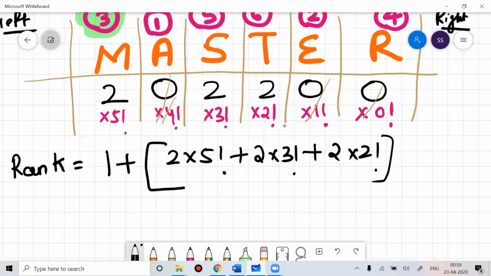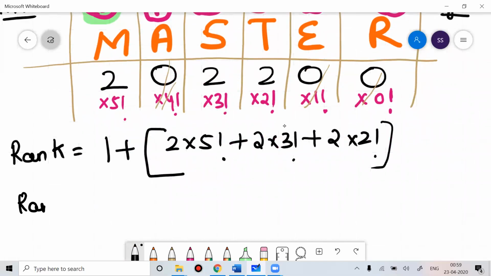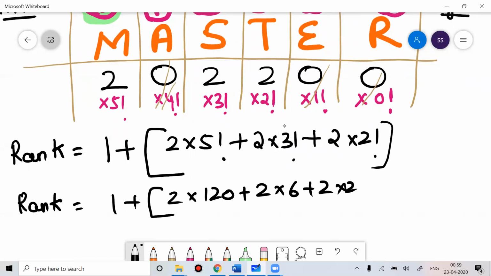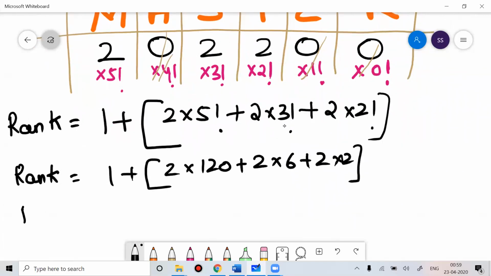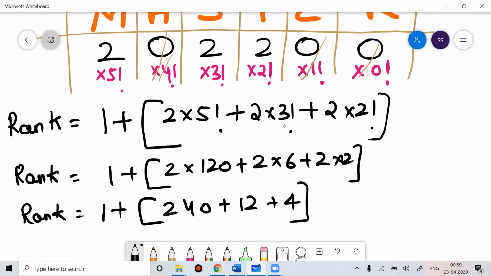So if you want the ranking of the word master, the ranking would be 1 plus 2 into 120 plus 2 into 6 plus 2 into 2. So the ranking of this word is 1 plus 240 plus 12 plus 4. So the ranking of this word would be 257. Very easy. So this is a shortcut way of solving this problem. You can solve this problem logically also if you want. If you want a logical explanation for this, you can.